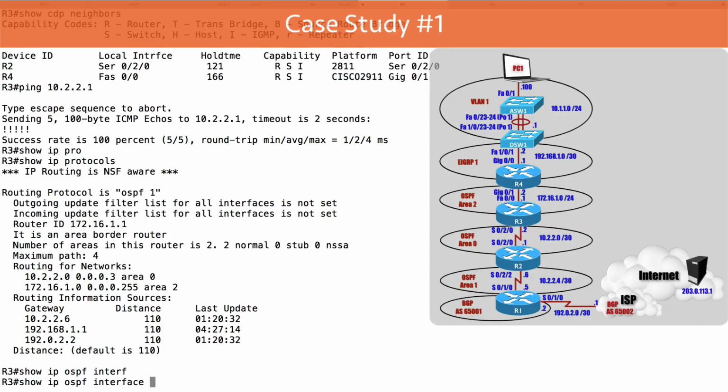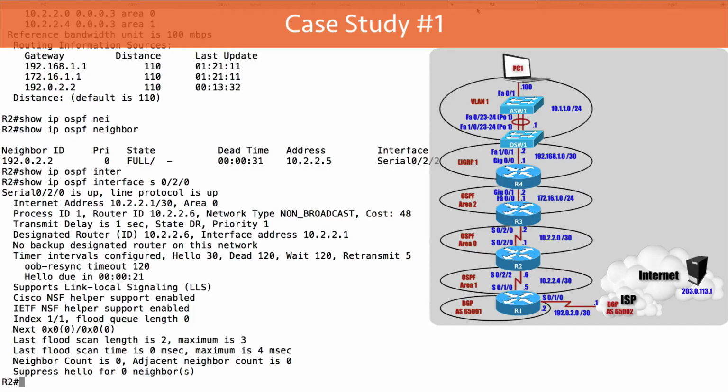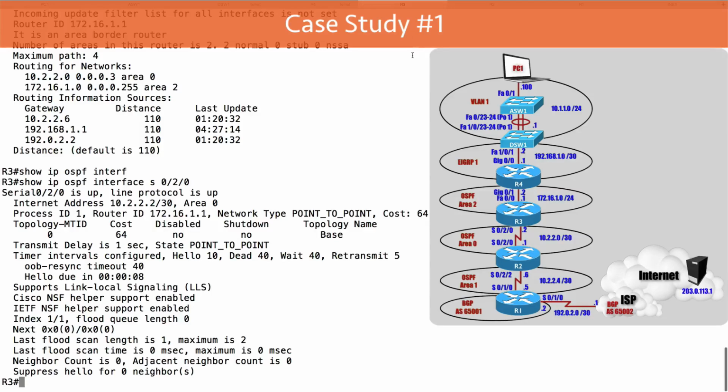And the interface that gets us to R2 is serial 0/2/0. And again, you might want to pause the video and check things out. I'll toggle back and forth. Here's R3. Here's R2. Here's R3. Do you notice anything that might prevent a neighborship from forming?